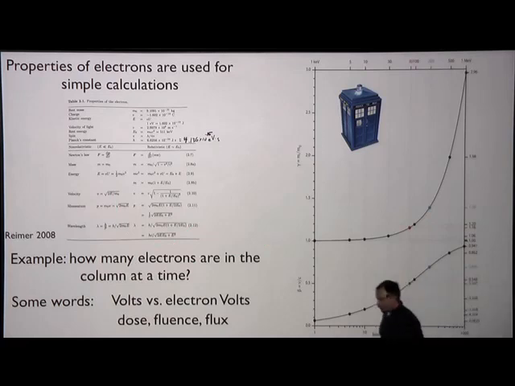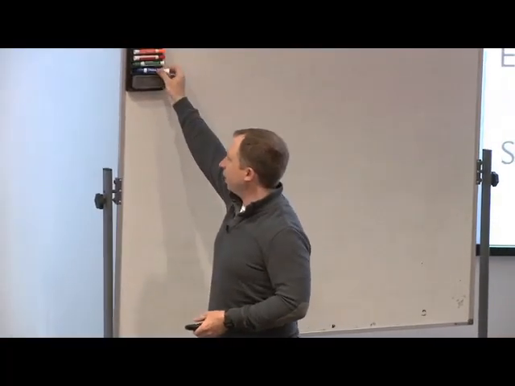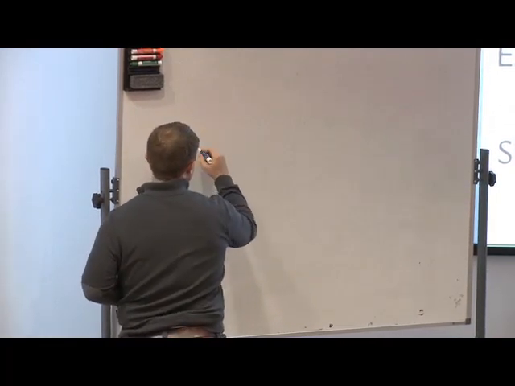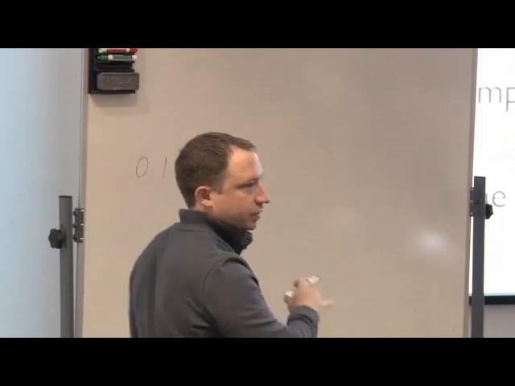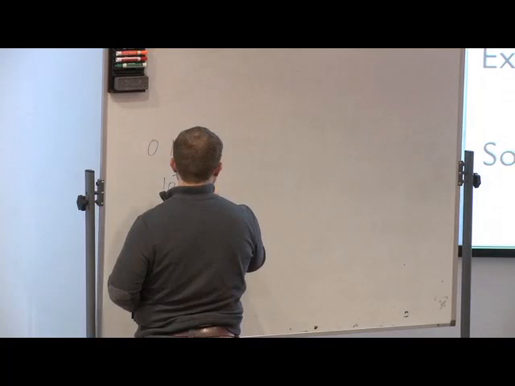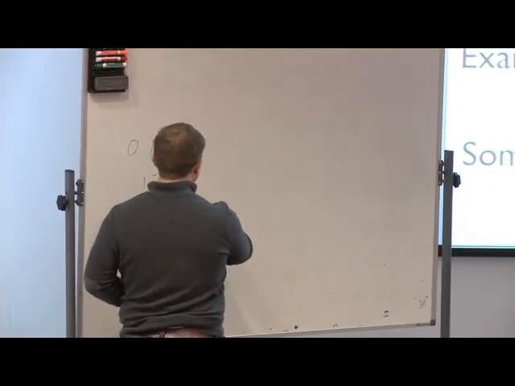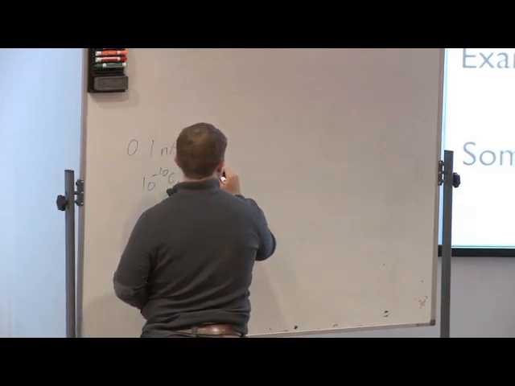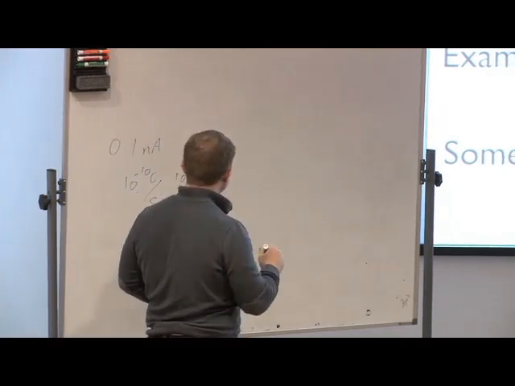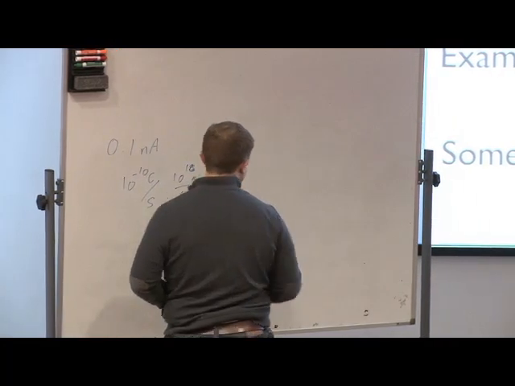There's an interesting experiment to think about: how many electrons are in an electron microscope column at any one time? So if I tell you that an electron microscope has about 0.1 nanoamps of current, that's a typical beam that you would make. So that's 10 to the minus 10 coulombs per second of electrons going through the column at a time. And there's 10 to the 18 electrons in a coulomb. So that's about 10 to the 8 electrons per second going through the column.